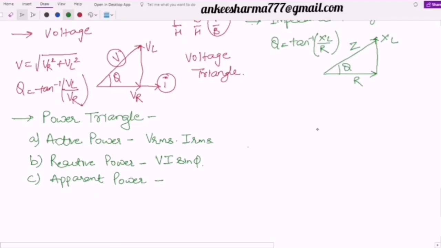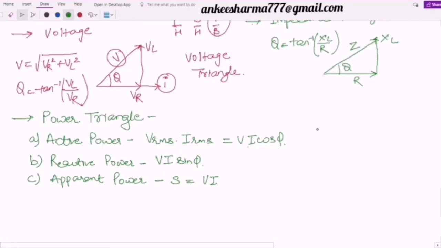And apparent power is simply VI, denoted by S. S is equal to VI. So these are the three powers we use, and active power is equal to VI cos phi. Depending upon the values, if I take cos phi, its product with VI is active power. If I take sin phi, its product with VI is reactive power, and the apparent power we only take as VI.